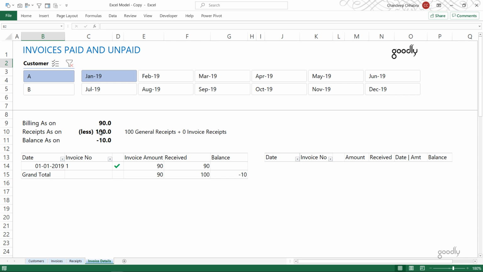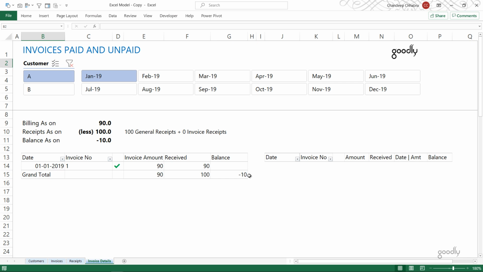Since we just had one invoice for customer A and the invoice amount was 90, but the amount received from that customer was 100, you can see that the first invoice is settled and we have a tick against it. But since the customer overpaid, the total of all the invoices is 90, since we just had one invoice, but the amount received is 100, and we still have a negative balance. That means the customer overpaid for the month of January.